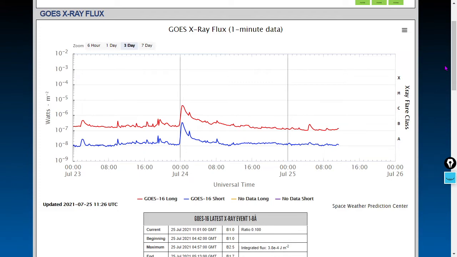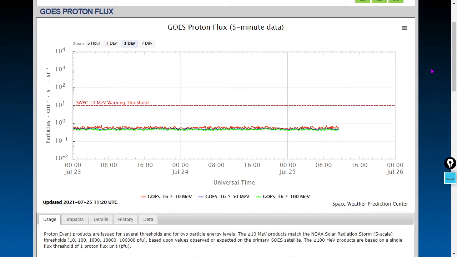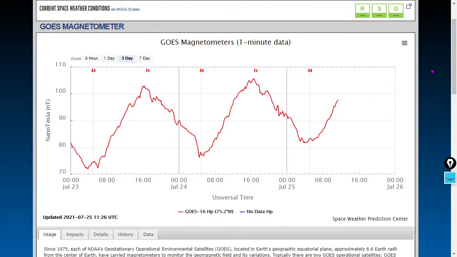Are you familiar with limb brightening? You know why the sun appears brighter at the limb in X-ray frequencies? We'll get into it in a later video, like a cosmology segment. No spikes in the proton flux, no CMEs on Earth's way at the moment.